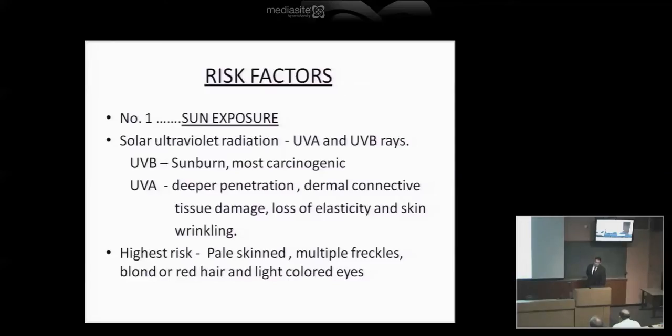Coming to the risk factors for melanoma, the number one risk factor is exposure to sun. The solar ultraviolet radiation spectrum has two types of rays, UVA rays and UVB rays. The UVB rays are the ones responsible for the common sunburn, and they're actually the most carcinogenic portion of the ultraviolet spectrum. The UVA rays have deeper penetration, though, and they cause skin changes, loss of elasticity, and tissue damage. The highest risk, the typical patient with a melanoma, would be a pale-skinned patient with multiple freckles, blonde or red hair, and light-colored eyes.